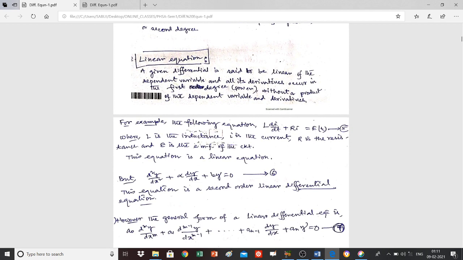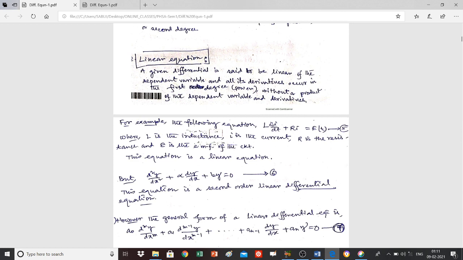So in this case you see that there is no product of the independent variables or derivatives, but also in this case the degree of the derivative is 1 because di by dt, and its power is also 1. So it is a linear equation.